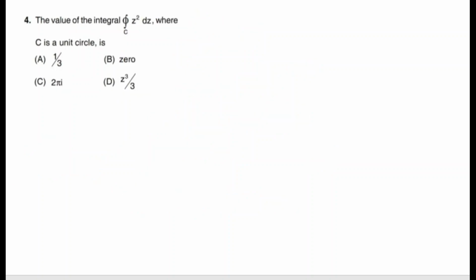What we have in the next question: the value of the integral, that is integral of z square dz, where c is a unit circle. Let us proceed to this question. This was similar to the first question that I have solved. First, we must find the poles of this integral. So the pole in the denominator, nothing is z. So z equal to 0 is a pole of order 1.